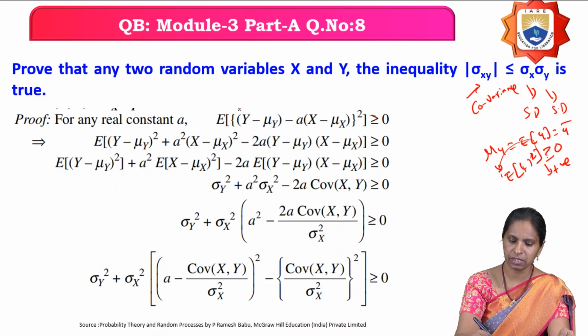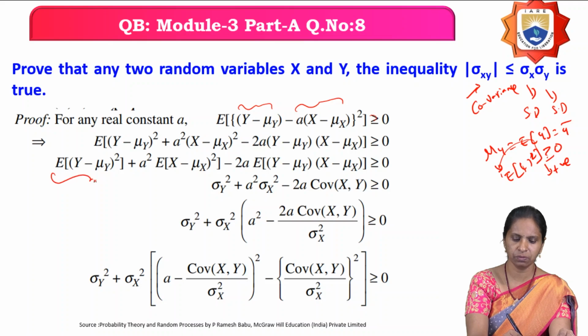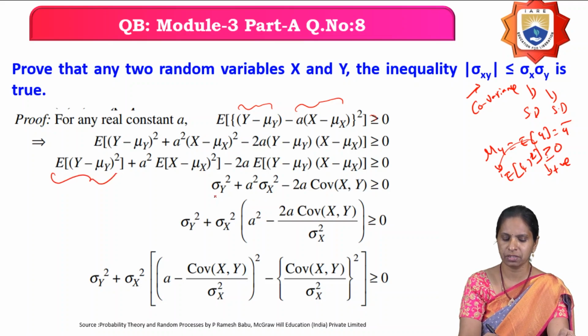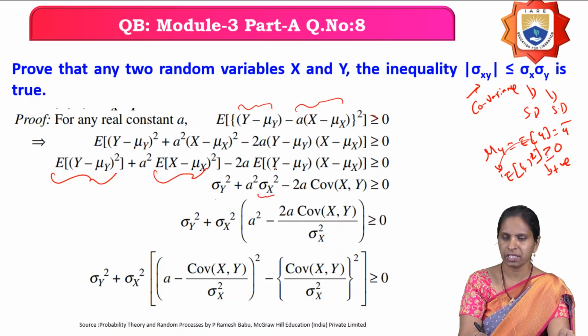Now write the formula. This is like the a minus b whole square formula: a square plus b square minus 2ab. In place of a, y minus y bar. In place of b, a into x minus x bar. Then to simplify this equation, what is the expectation of y minus y bar whole square? Nothing but the variance of y. What is the expectation of x minus x bar whole square? Variance of x. What is the expectation of y minus y bar and x minus x bar? Covariance of x and y.